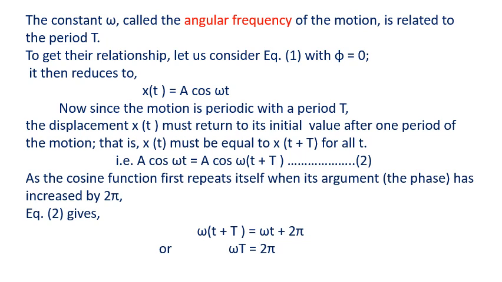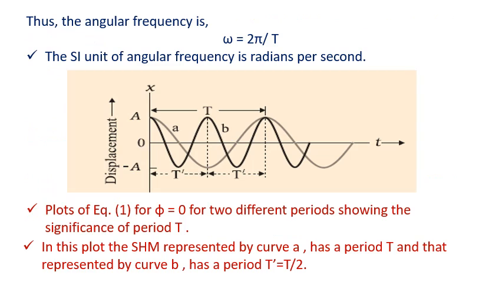As the cosine function repeats itself when its argument has increased by 2 pi, omega(t plus capital T) will equal omega t plus 2 pi, or omega T equals 2 pi. Thus the angular frequency omega will be equal to 2 pi by capital T. And the SI unit of angular frequency is radians per second.